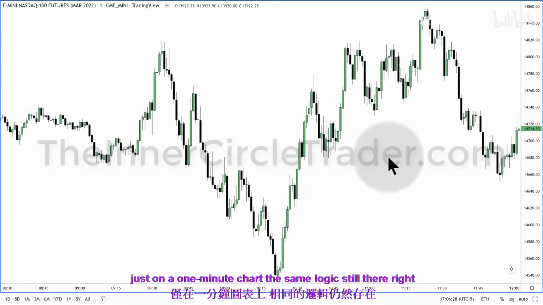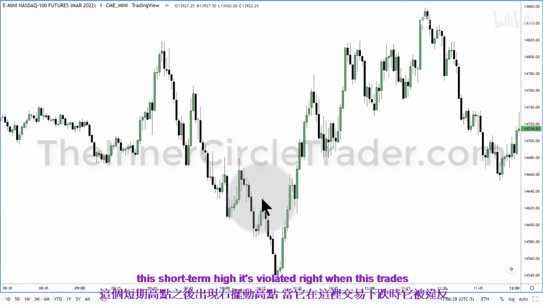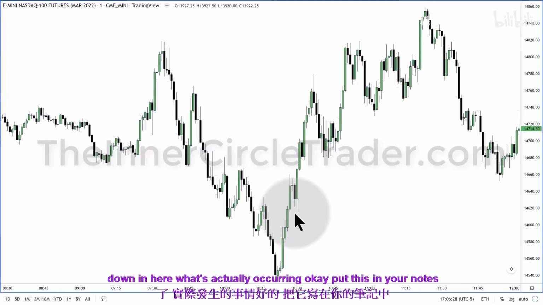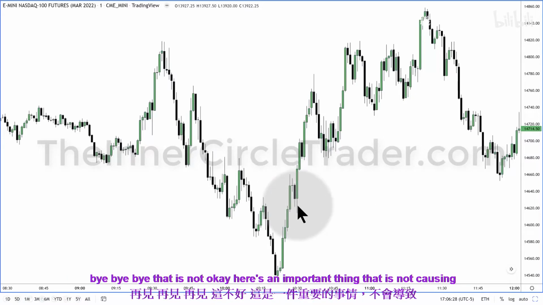Here's that same price structure, just on a 1 minute chart. The same logic still there, right? Swing high taken after liquidity's been traded into. This short-term high gets violated. Right when this trades down in here, what's actually occurring? Okay, put this in your notes. High frequency algorithms are hammering. They're just throwing orders in. Buy, buy, buy, buy, buy.